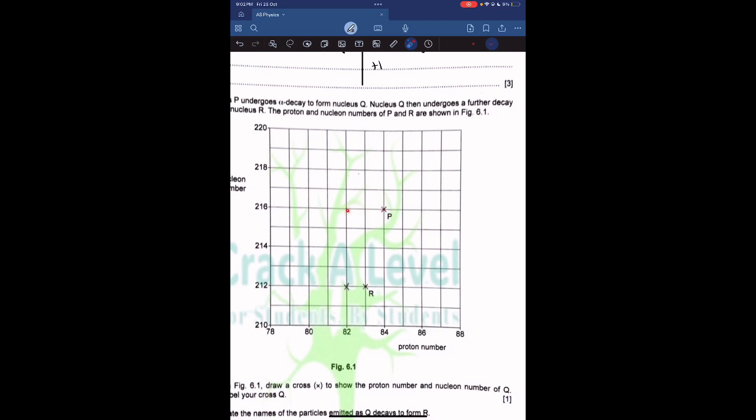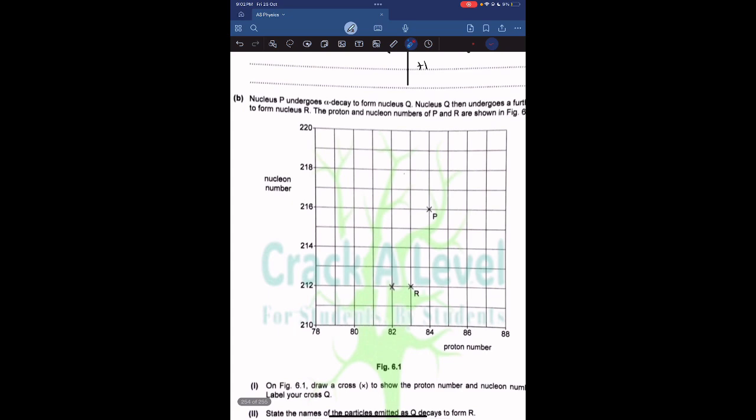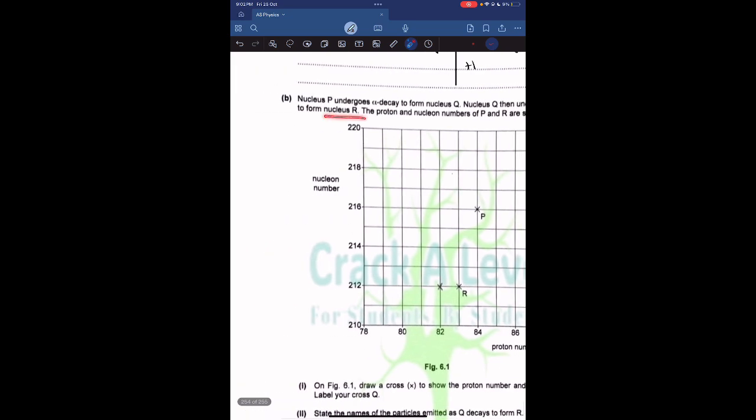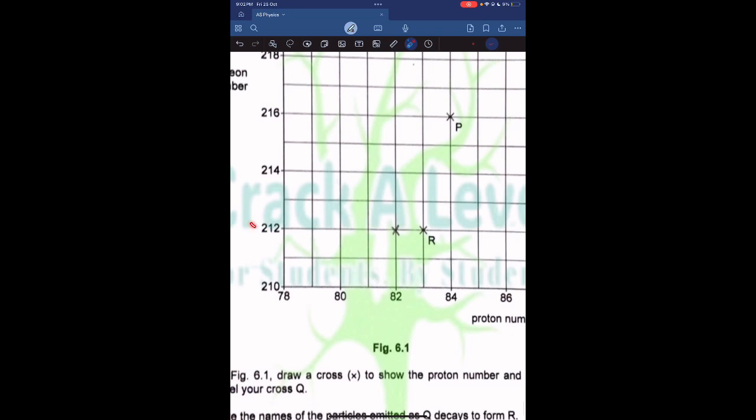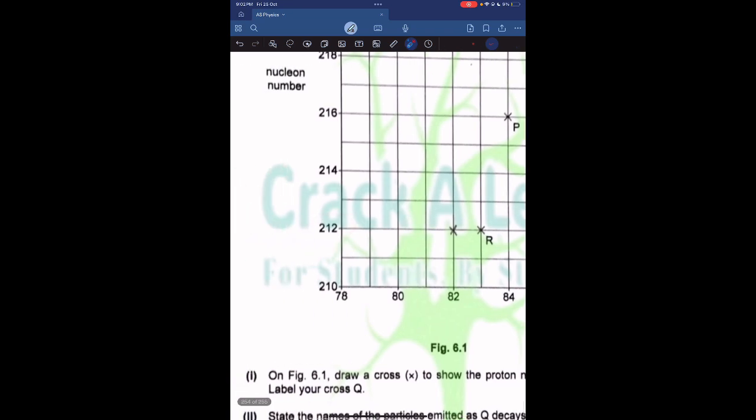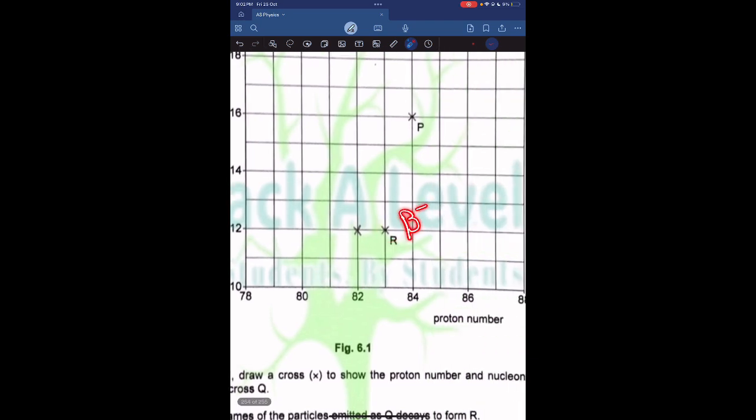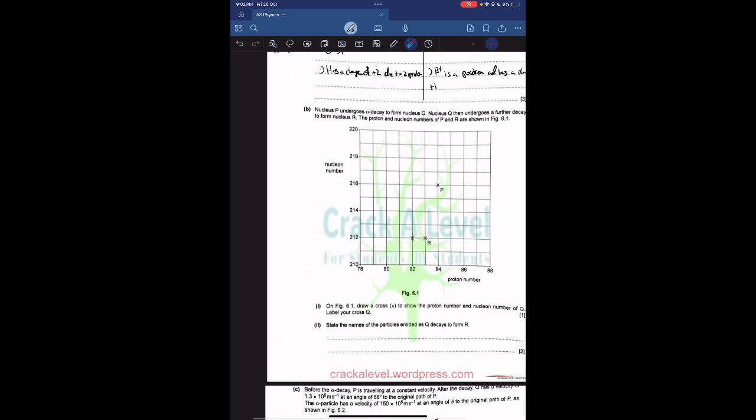So it should have been somewhere here. And then it says that nucleus Q then undergoes further decay to form nucleus R. If you look here, the nucleon number remains the same, but there is an increase in proton number. This is a clear indication that beta minus decay has taken place, because in beta minus decay a neutron is converted into a proton, but the mass remains the same.